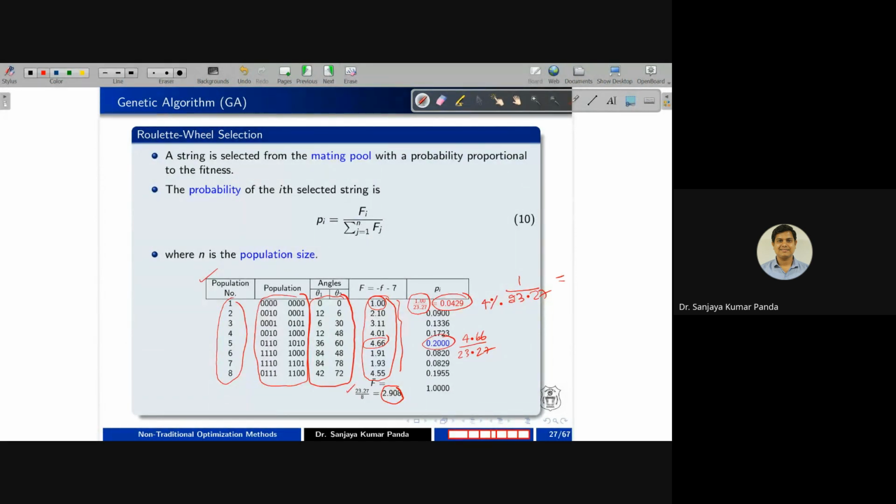Here and there may be a slight change, a minor change in the third or fourth digit. So we are getting 0.200. If you sum all of these values, you will get the probability is always 1. So why are you calculating this probability?